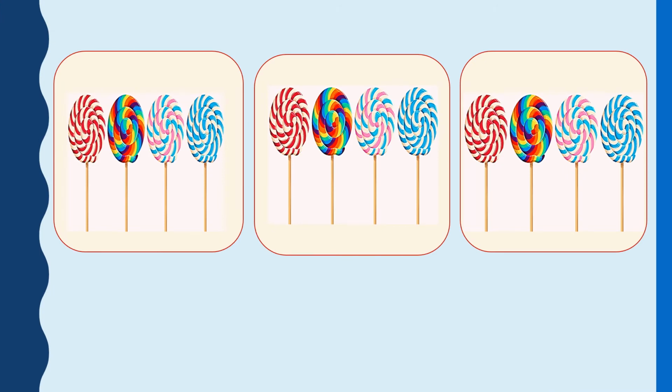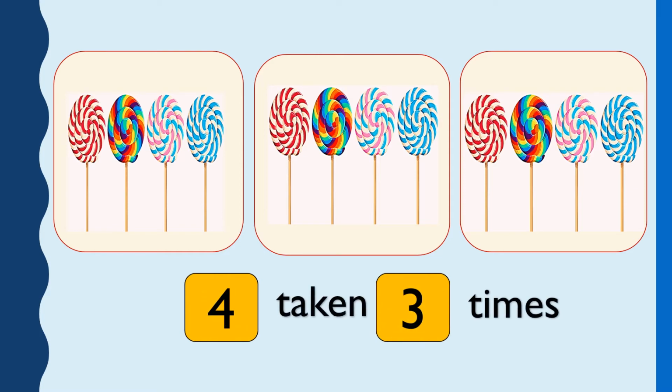Lollies, your favorite. So children, we can see that there are 4 lollies in each group. So each group has an equal number of lollies. And how many groups are there? 1, 2 and 3 groups. So how are we going to write it? 4 taken 3 times. Isn't it easy, children? Let's go with some more examples.